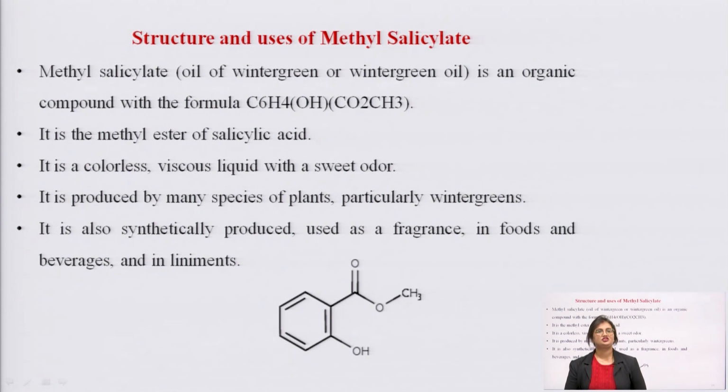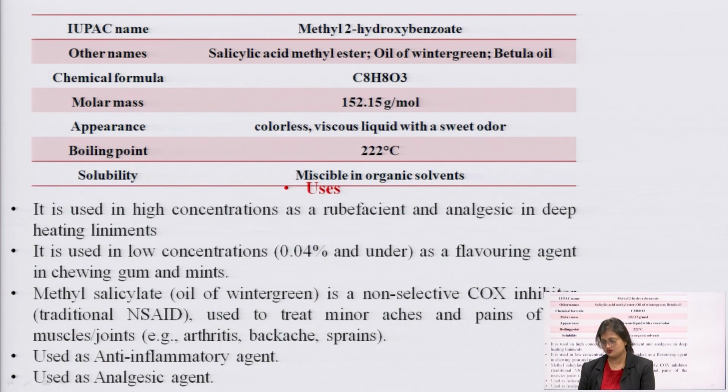Next structure, methyl salicylate. It is a methyl ester of salicylic acid produced by many species of plant, particularly wintergreens. It is also synthetically produced. It is used in high concentration as a rubefacient and analgesic in deep healing liniments. It is used in low concentrations as a flavoring agent also. Methyl salicylate is a non-selective COX inhibitor. It is used as an anti-inflammatory agent and an analgesic agent.